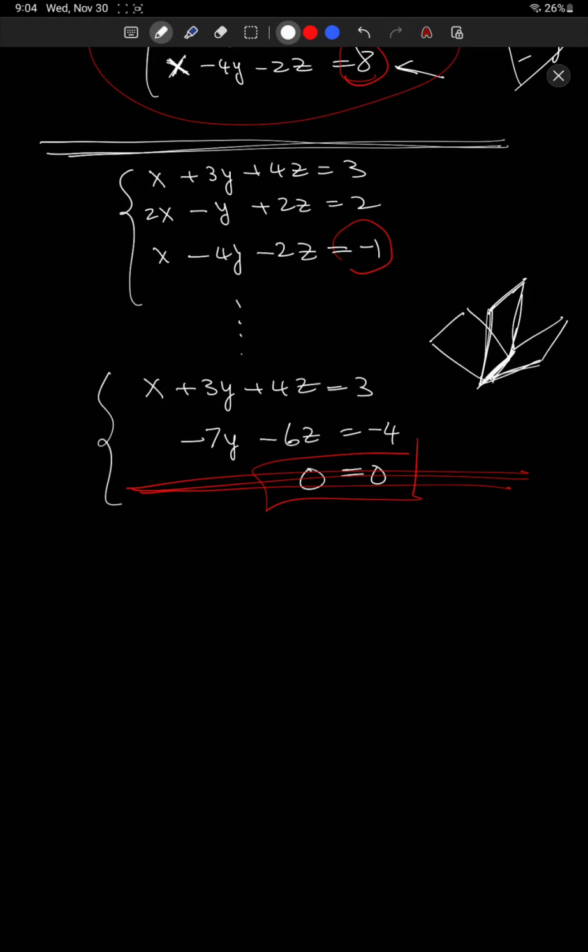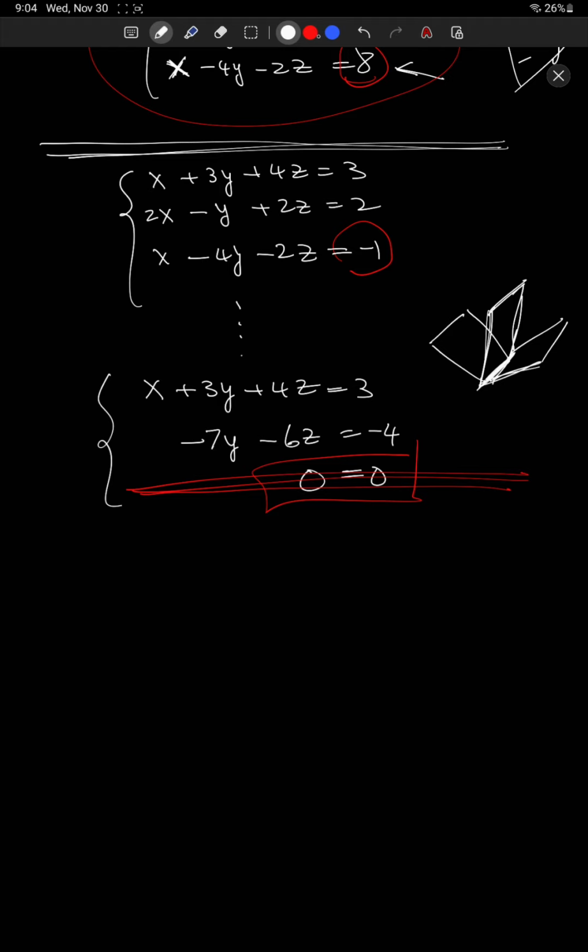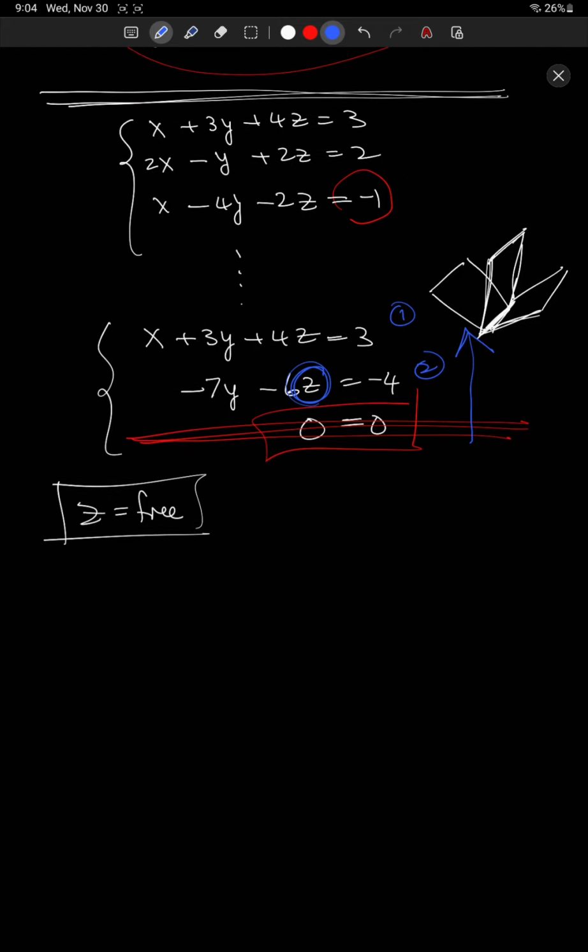Okay, so what does this mean? This means, again, that we're going to have an infinite number of solutions, and so that means we're going to have a free variable, and we always choose the last variable to be free, and in this case, it's going to be z. So z is equal to free. And what that means is we go to this second equation and we solve for y. Let me label these. Let me call this equation 1, equation 2, right? And again, we're still going from the bottom up, just like before. Equation 3 tells me z is free. Equation 2 is going to give me y.